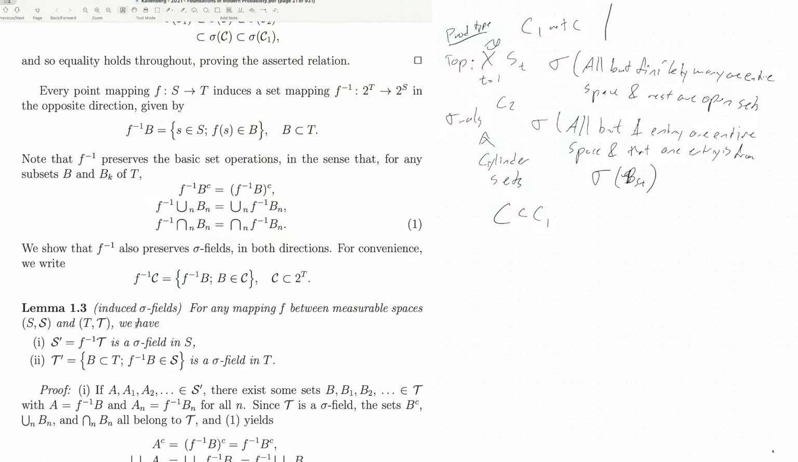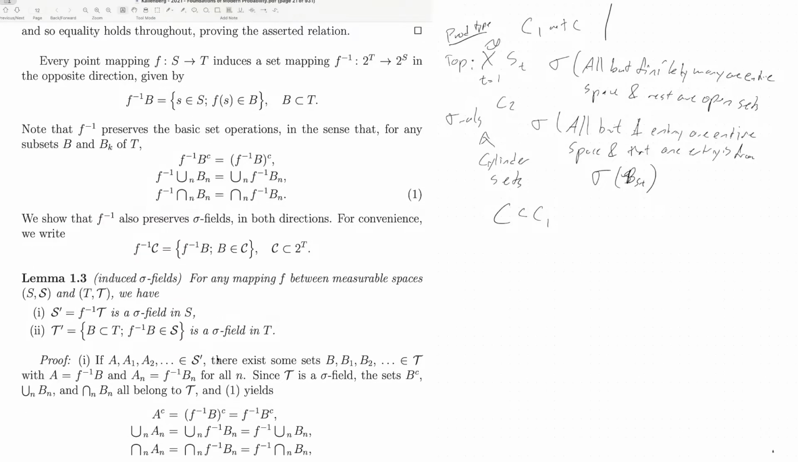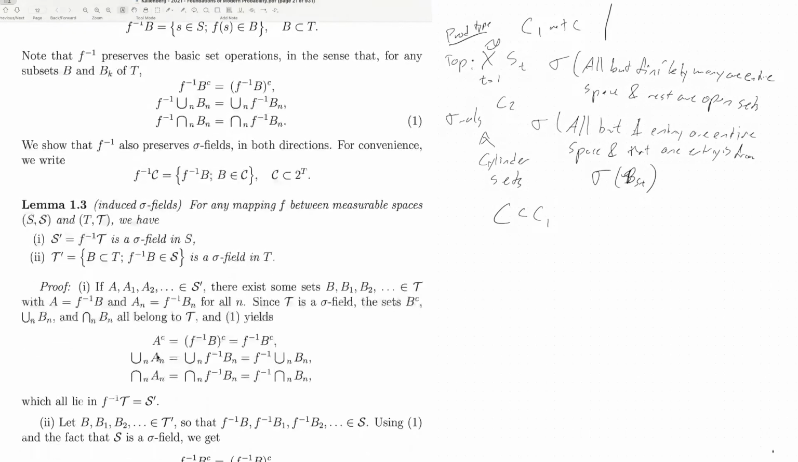Okay. Show that f to the negative 1 also preserves sigma fields. I'm not going to prove this one, probably skip the proof. It induces sigma fields for any mapping f between measurable spaces. Aha, this is how we're going to eventually use this to get to induced sigma fields from a random variable. We can just skim this.